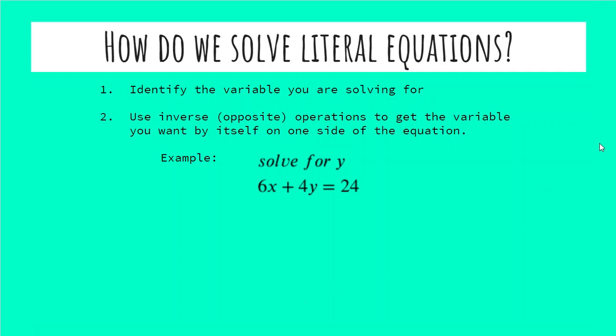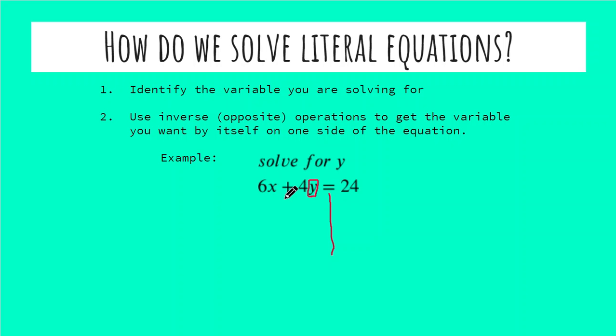All right, how do we solve literal equations? Well, first we want to identify the variable we're solving for, and then we're going to use inverse or opposite operations to get the variable we want by itself on one side of the equal sign. So in this first example, I have solve for y when it's 6x plus 4y equals 24. So I'm solving for y. I know I want to get this y by itself. That is my goal, to get this y all by itself on one side of the equation. So I'm going to solve this by using inverse or opposite operations.